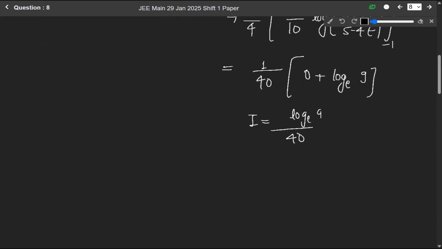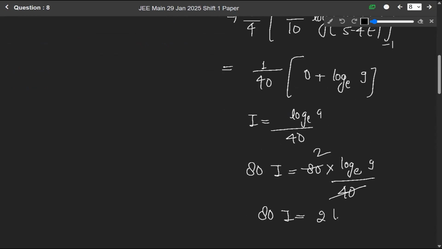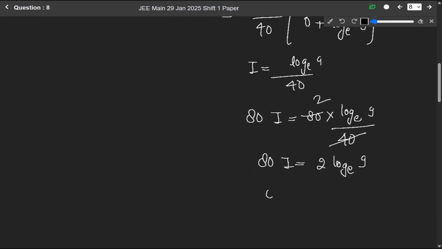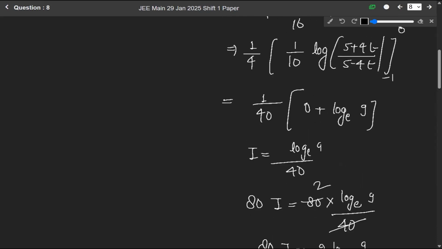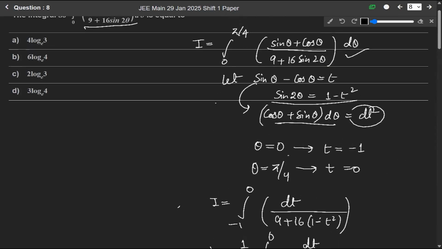So this integral will be 8Δ. So it will be 8Δ into log e base 9 over 4Δ. So 8Δ will be equal to 2 log e base 9. It means we can write it as 4 log e base 3. Okay, so our answer is 4 log e base 3, which means our answer is option A.